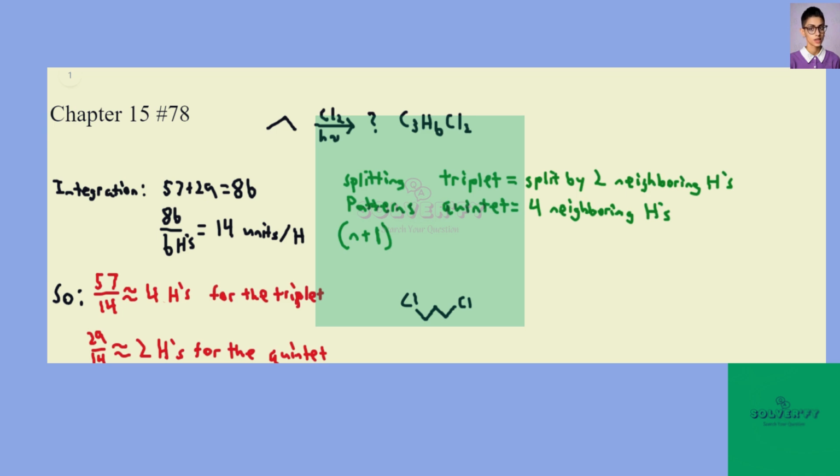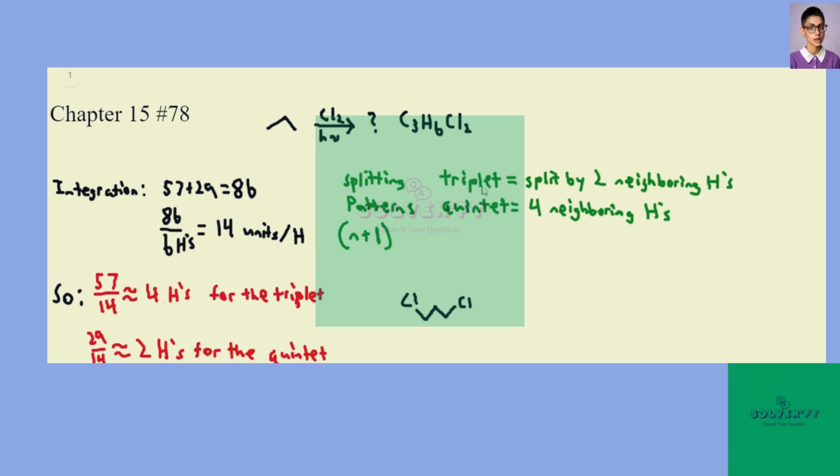And so then you look at each signal. The signal that integrates to 57, the triplet, divided by 14 is roughly 4 hydrogens. And then the quintet with an integration of 29, 29 divided by 14 is roughly 2 hydrogens. And so the triplet accounts for 4 hydrogens. The quintet accounts for 2 hydrogens.